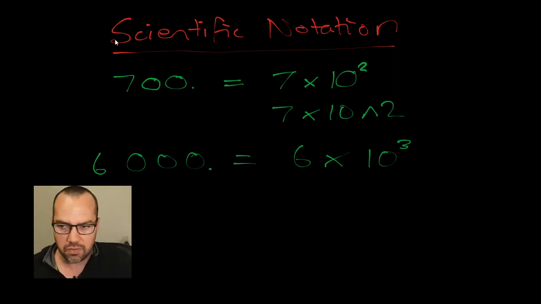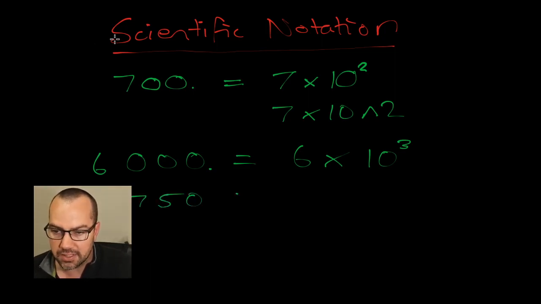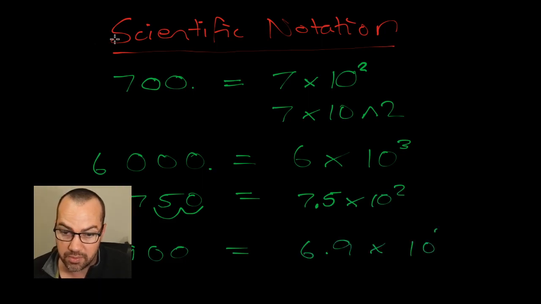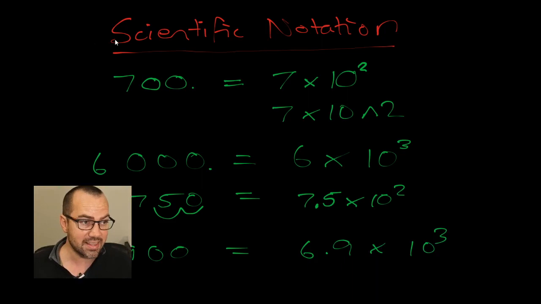What happens though if there's more than one number, so a mix of zeros and numbers? Let's go with 750 as a start. If I have a number like 750, I would still move the decimal place up twice. So it's going to go 1, 2, and that's going to be 7.5, and I've moved it 2 places, so it's still times 10 to the power of 2. Just like if I had 6,900, that would be the same as 6.9 times 10 to the power of 3. Can you see that that could be useful?